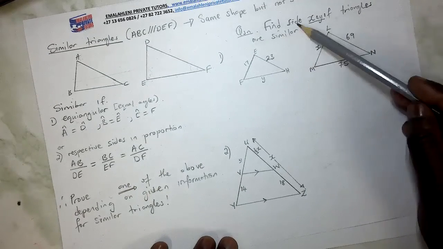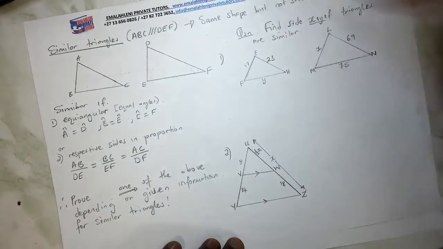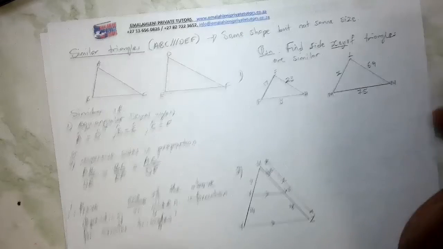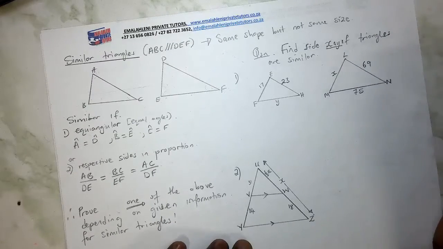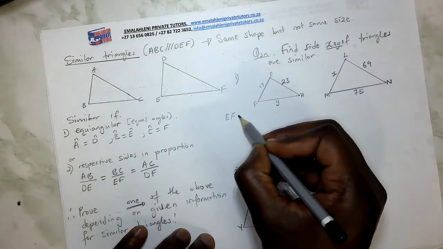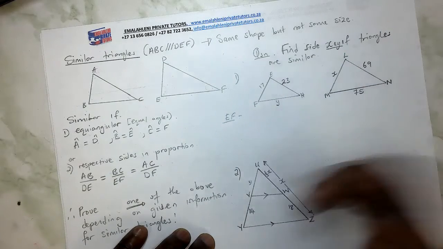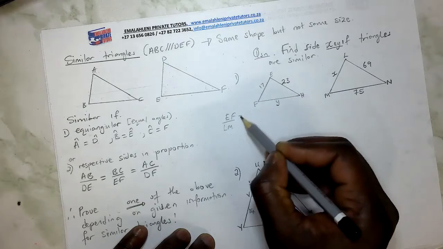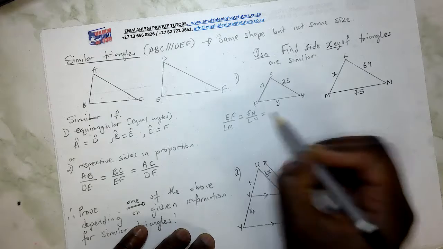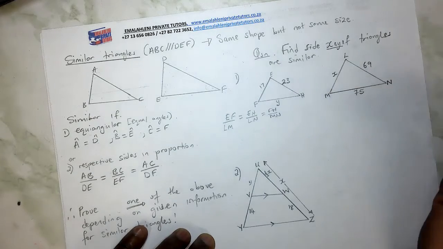Now let's move on to another simple question for you. Find the size of sides X and Y if the triangles are similar. We are already told that they are similar. So if they are similar, what do we know? I'm just going to write this in general before I answer. EF over LM is equal to EH over LN is equal to FH over MN. That's what it means.